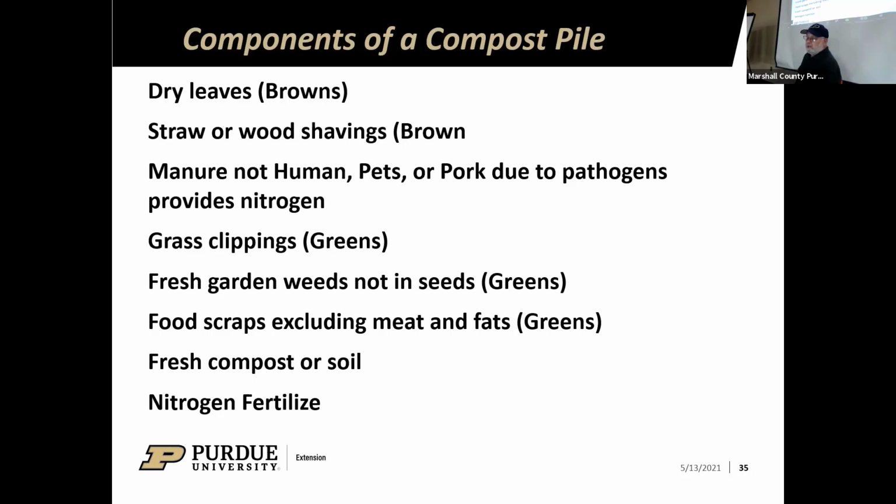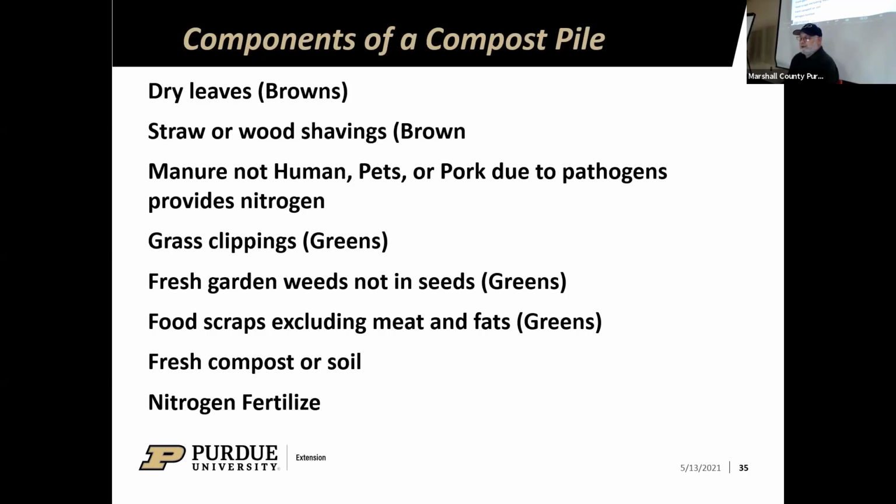We can add manure. Again, not human or pets. Pork is kind of questionable as well due to pathogens, but manure provides nitrogen if we're trying to compost a lot of browns. Grass clippings, again, can help add nitrogen to the compost pile, but the best place to leave grass clippings is on your yard. So you don't really want to promote the idea of harvesting grass clippings for the compost pile.